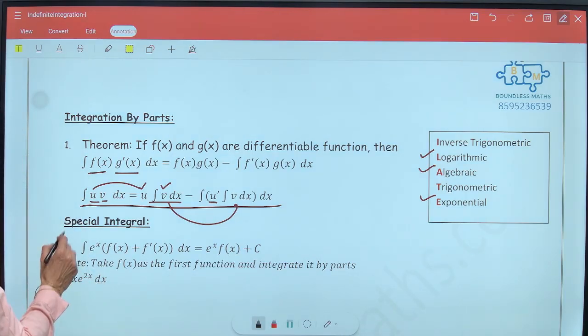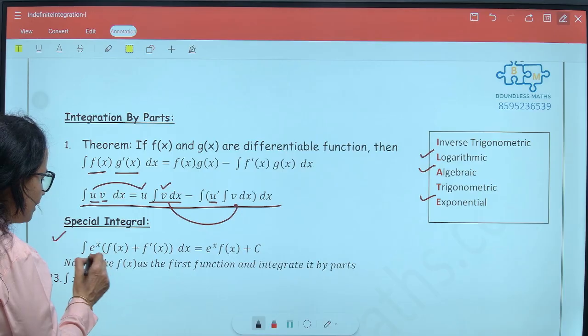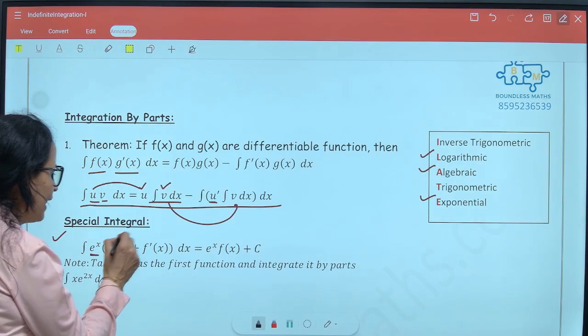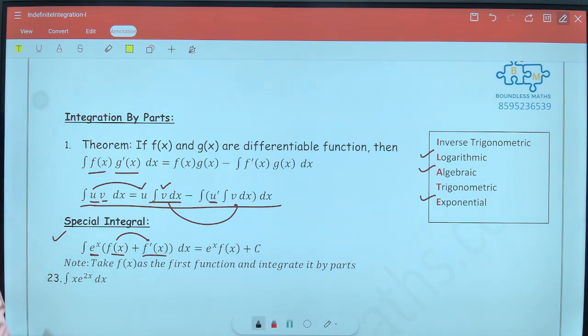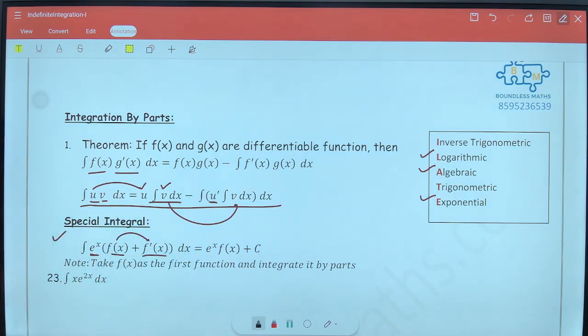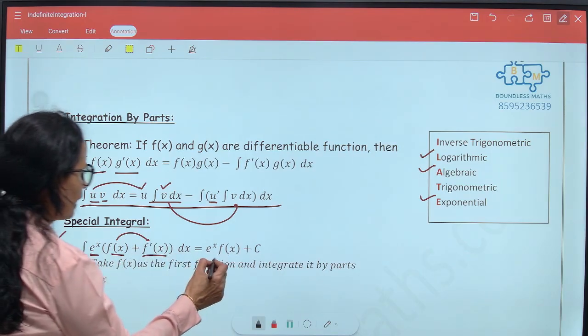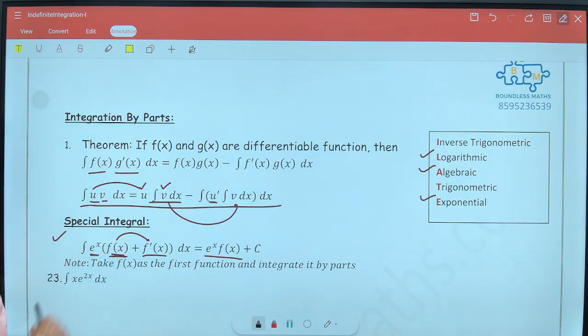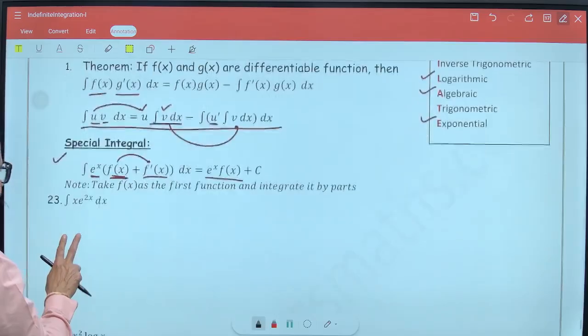There is a special integral when we do integration by parts. If the question has e raised to power x and within the brackets you have a function and its derivative also, both enclosed in a bracket with e raised to power x outside, then you can directly write that the integral is e raised to power x into f(x). So this is a special form of integration by parts. We will just see how to solve questions.